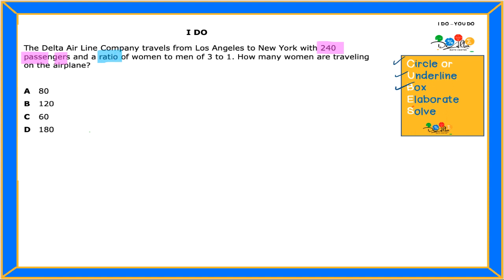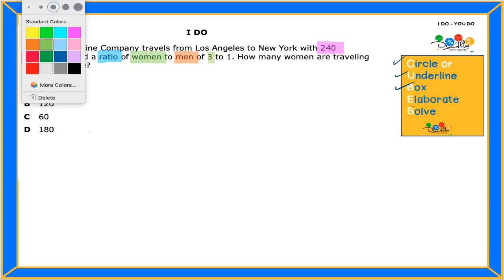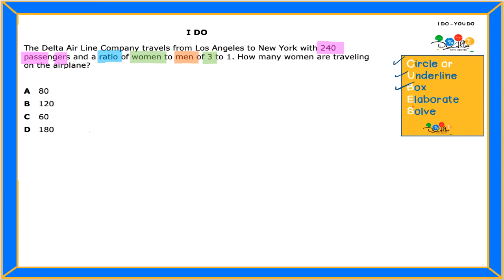Okay, now we have here women and men. So they're measuring two different things. Then I have that the ratio is 3 to 1. What do you think that 3 goes with? Women, exactly, because women came first in the sentence. And then in the sentence, men came later. So that 1 goes with men.